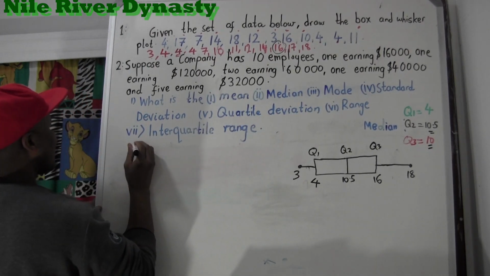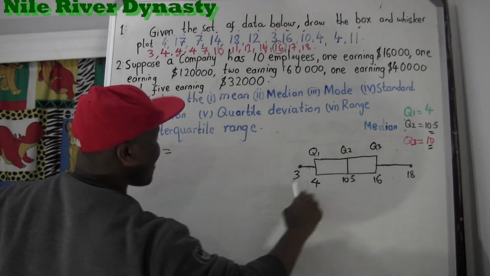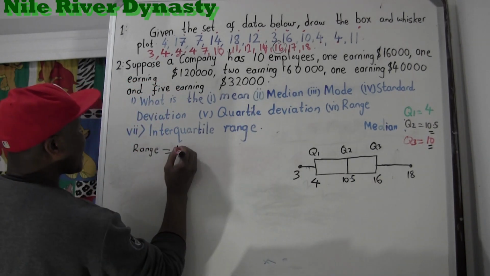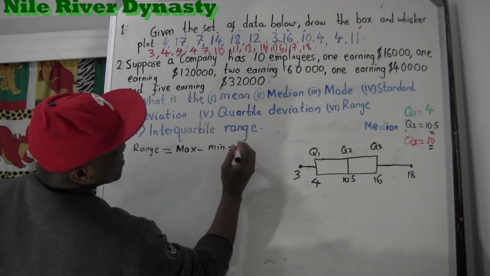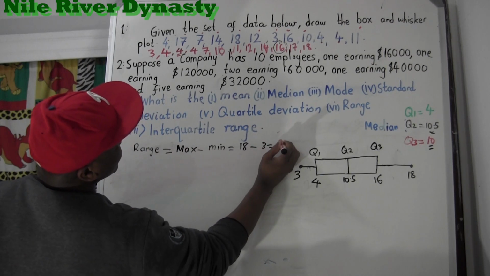Okay, let's start with the range. How do we get range? For range, we take maximum value minus minimum value. Maximum minus minimum. So for this case, what is the maximum? Maximum equal to 18 minus minimum equal to 3 equals 15.